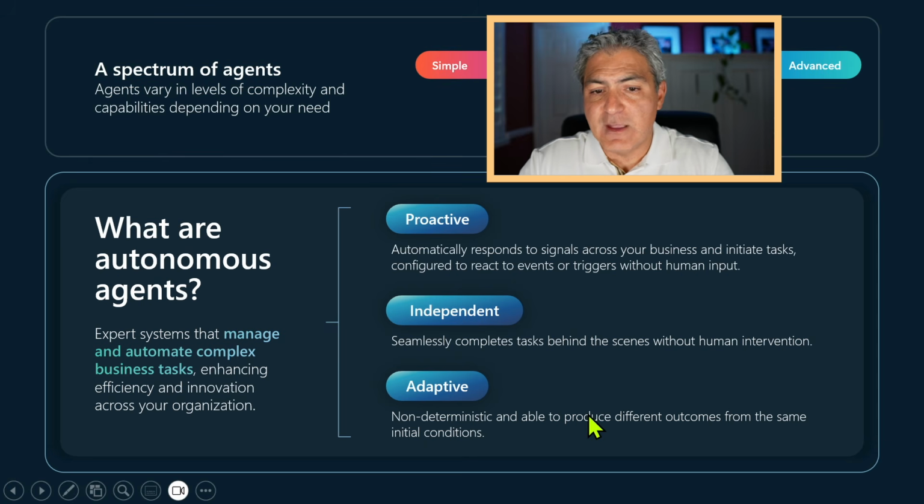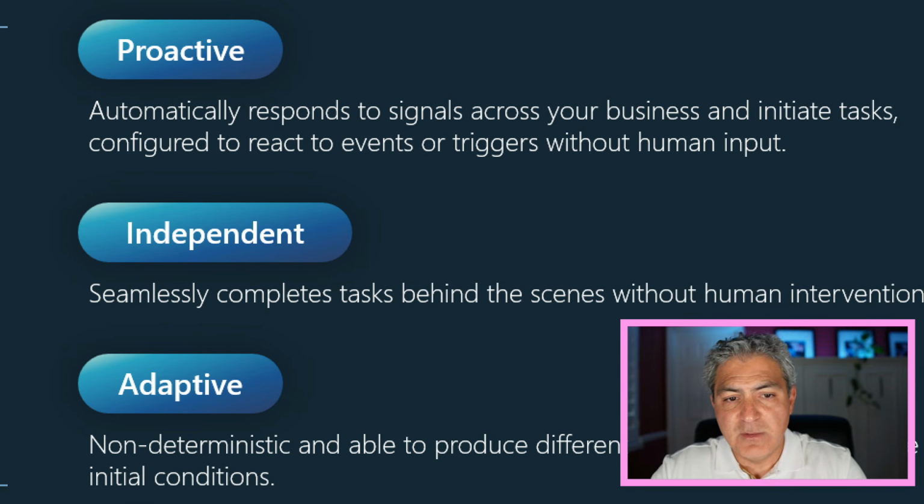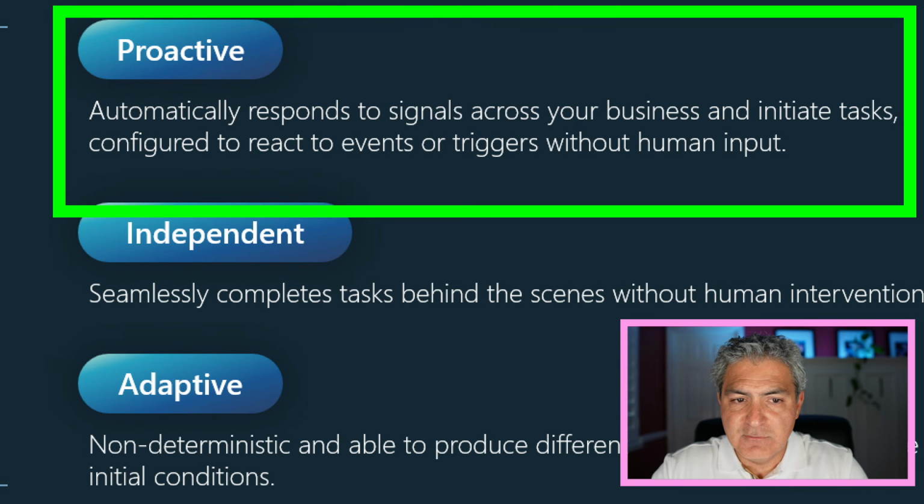Now, what are some examples of the characteristics of autonomous agents? Well, number one, they're proactive in that they're automatically responding to signals across your business and initiating tasks configured to react to events or triggers without human input.